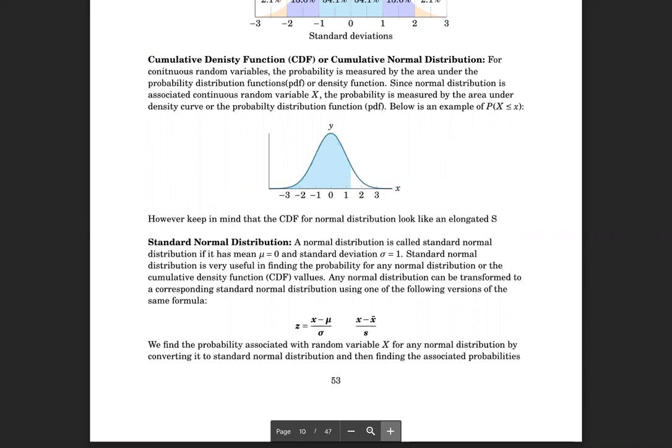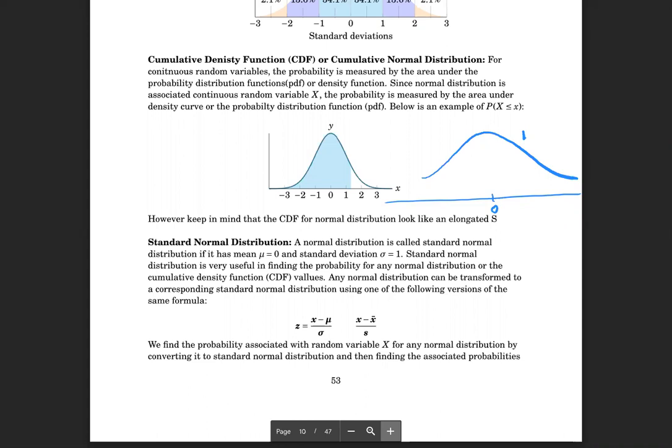So let me just draw a diagram. Let's say this is a bell-shaped curve. So let's make it a simple standard normal distribution with a mean of 0 and standard deviation of 1.